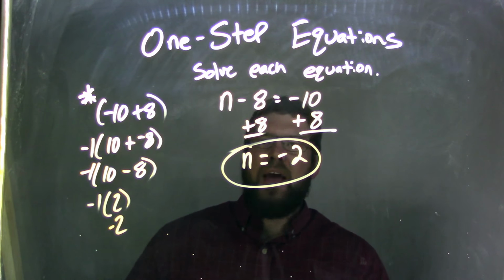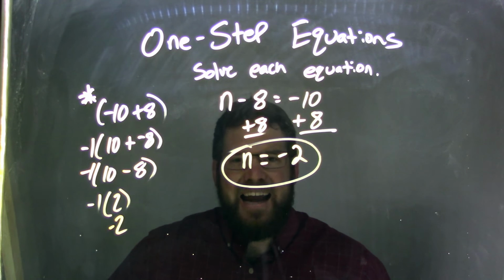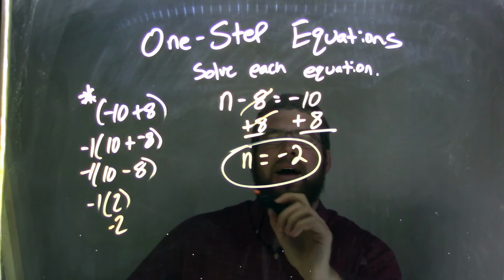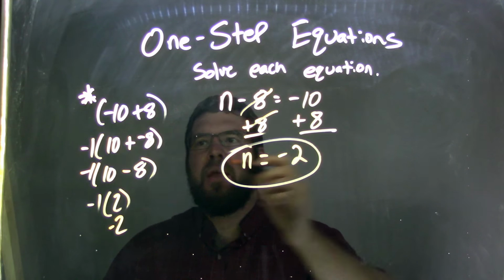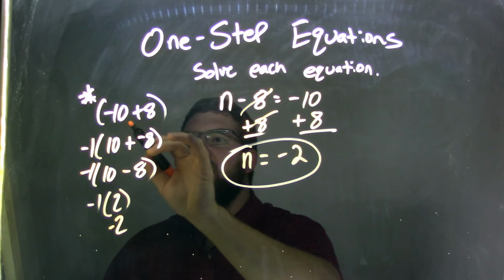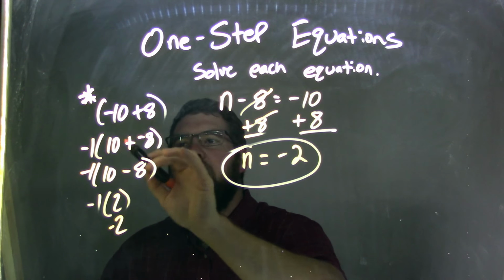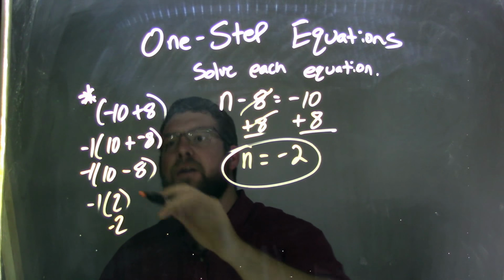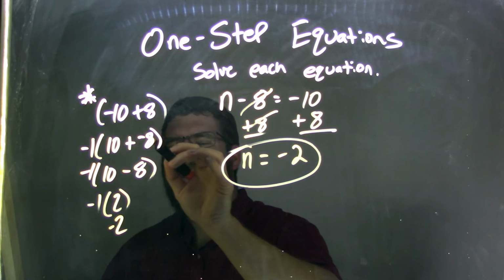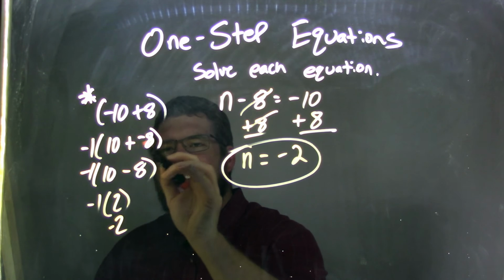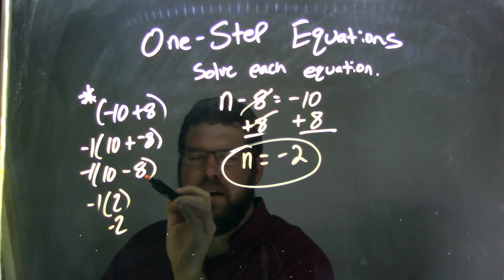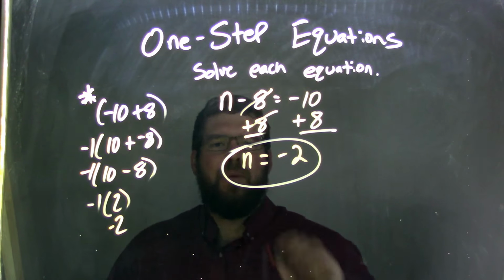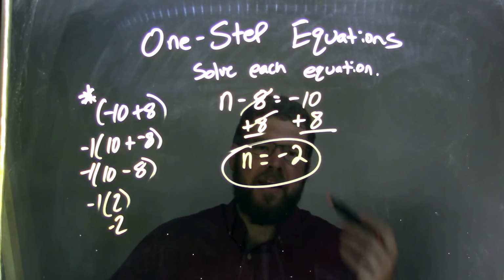We started with n minus 8 equals a negative 10. I added an 8 to both sides to get rid of the 8's here. So I left the n by itself, but then I had negative 10 plus 8. I have a few ways to do it, but what I showed here was negative 10 plus 8. I pulled out a negative 1 to help me see this better. I got a positive 10 plus a negative 8. Then adding a negative is the same thing as subtraction, so I have 10 minus 8. 10 minus 8 is just 2, and now I multiply the negative back in, and I have negative 2. So my final answer here is n equals a negative 2.